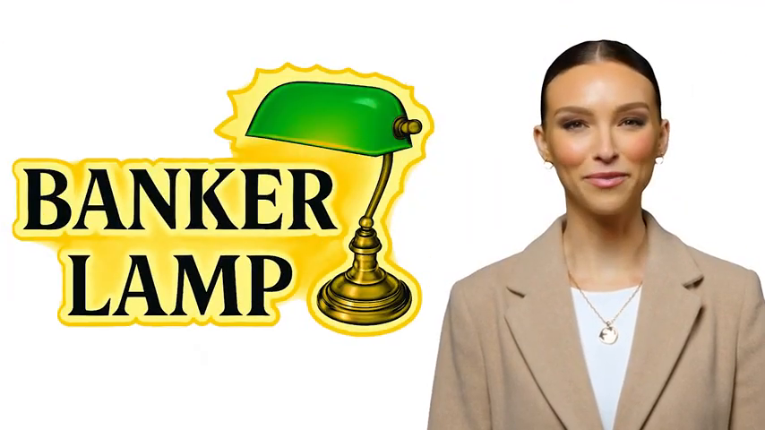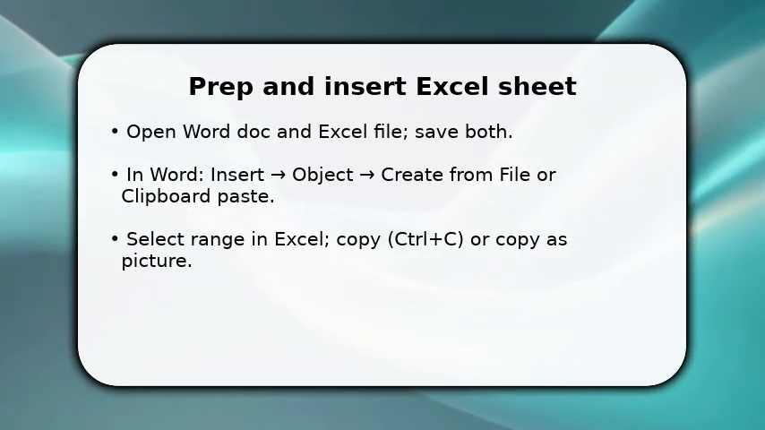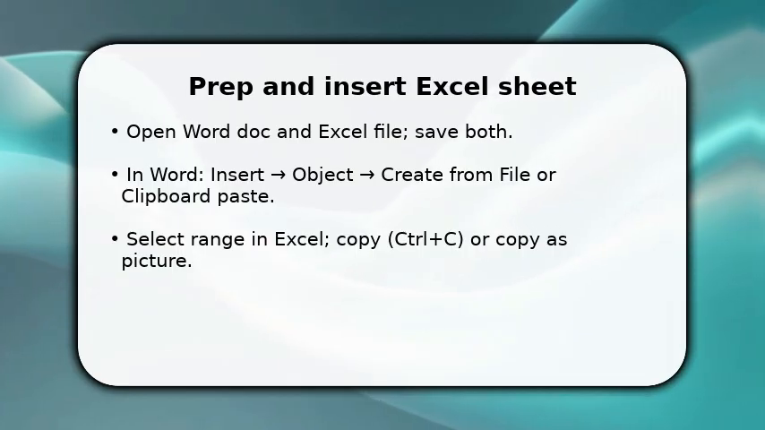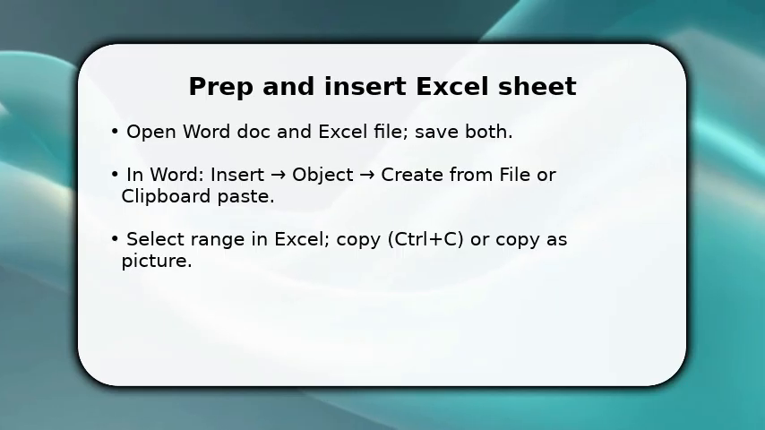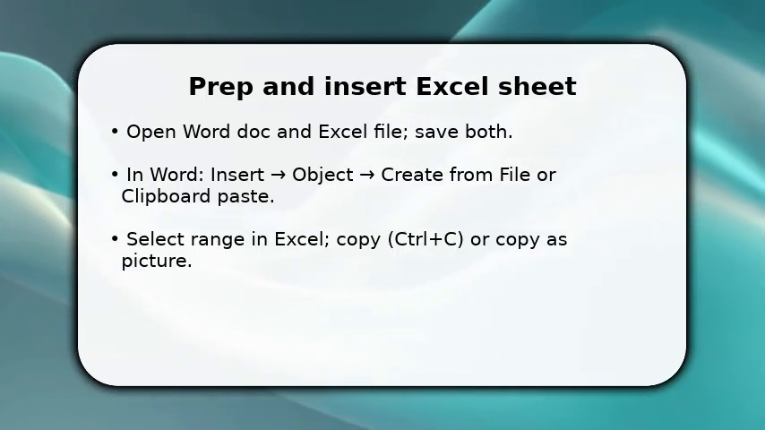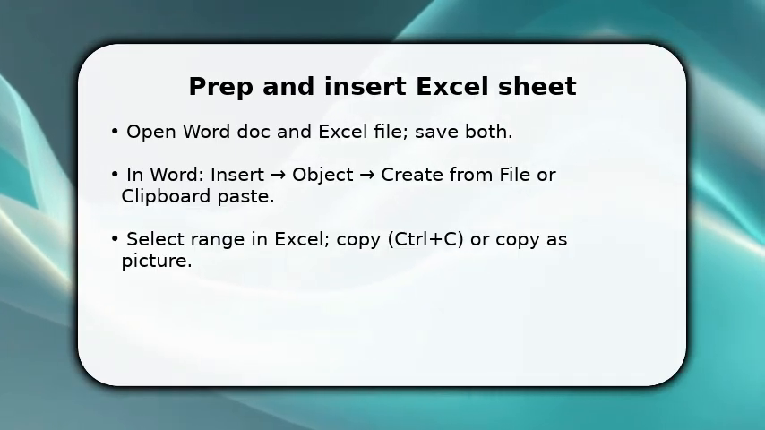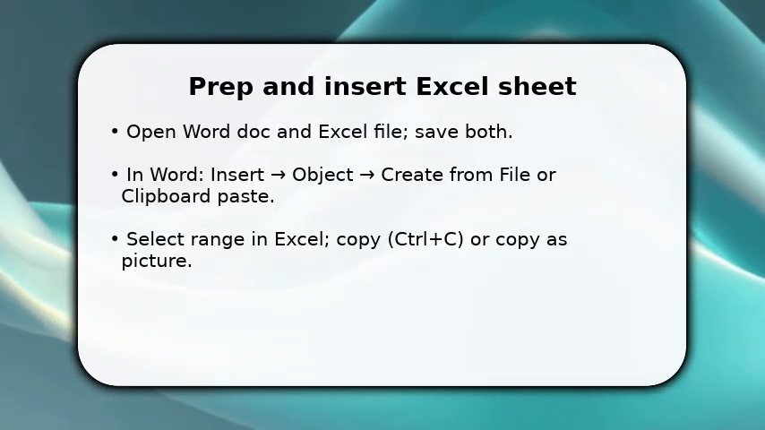Please enjoy the video. You start by preparing the exact Excel range you need and placing your Word document where the insertion will live. In Excel, select the cells and copy them. If you need formatting retained, choose Copy as Picture. Once done, switch to Word and use Insert > Object > Create from File for linking, or Paste directly for an embedded snapshot.